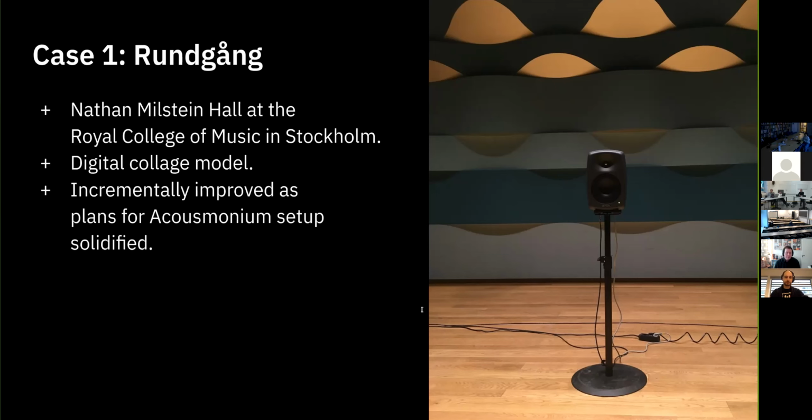So we had to merge the physical acoustical experience of working in the chamber orchestra hall, where we started with this cut and paste combination of different acoustic measurements that we could use digitally. And using this model, we carried on working, adjusting it as the plans for how to mount the Acousmonium developed, because that was also something that was in flux during this entire process, picking different sets of measurements to match the latest idea of the situation.